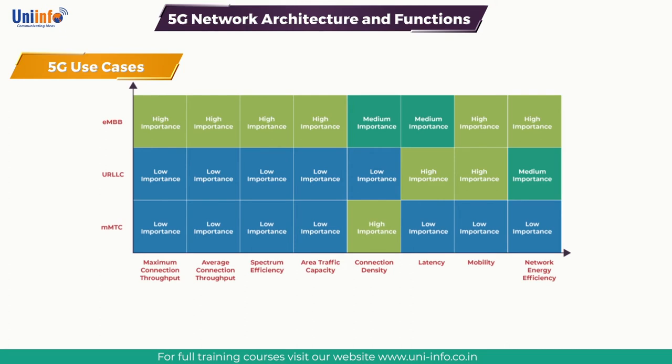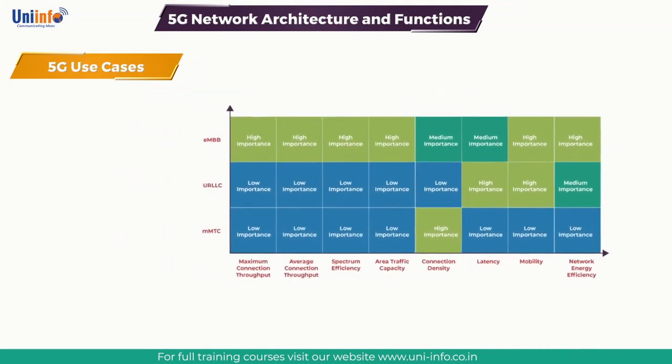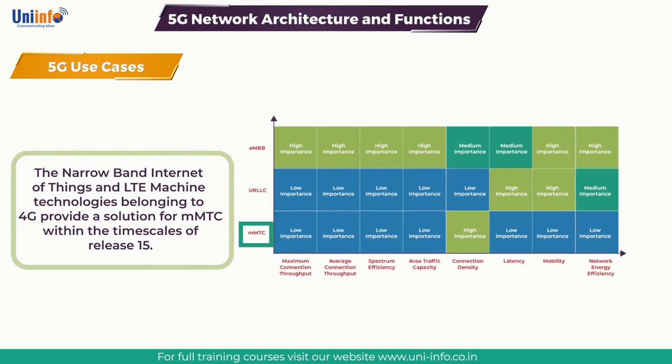Release 15 focuses upon the eMBB and URLLC categories, but additional capabilities for mMTC will be added in Release 16. The Narrowband Internet of Things (NB-IoT) and LTE machine technologies belonging to 4G provide a solution for mMTC within the timescale of Release 15. Each use case category has its own set of requirements.